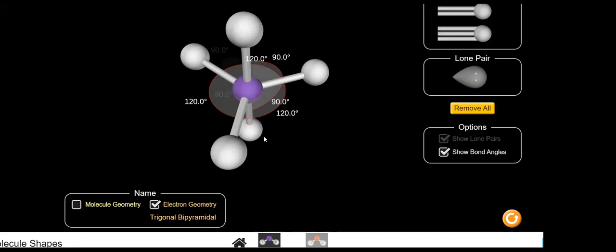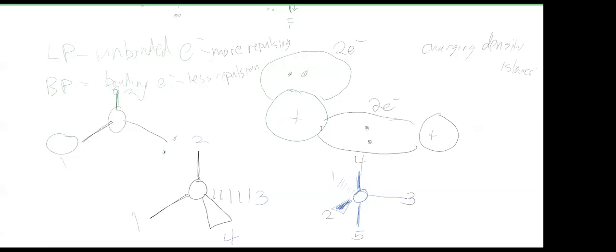So not all of these positions are identical anymore. Instead, some of them have an opposite to them, and the other ones have 2 of them that are at 120. And so once we get to trigonal bipyramidal, now we have to decide where we're going to put those lone pairs, because it does matter, because they're not equal to each other. Does that part kind of make sense?